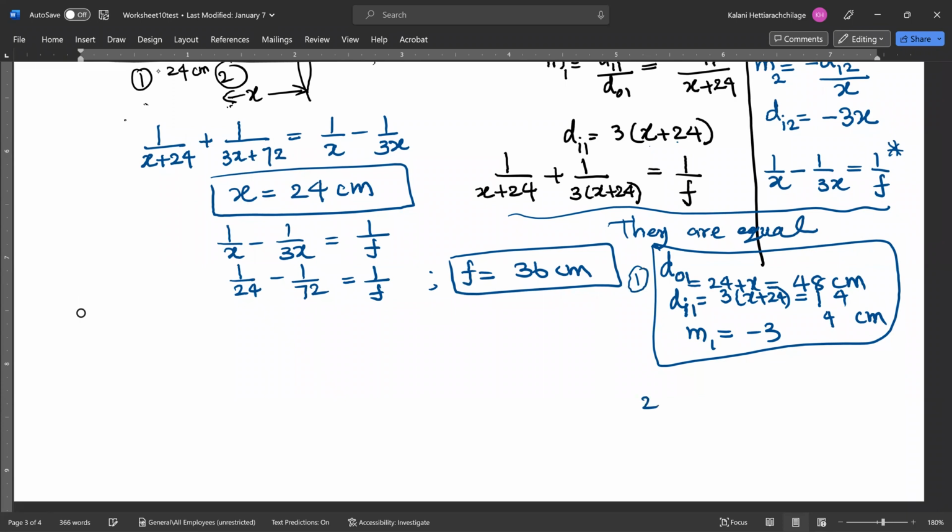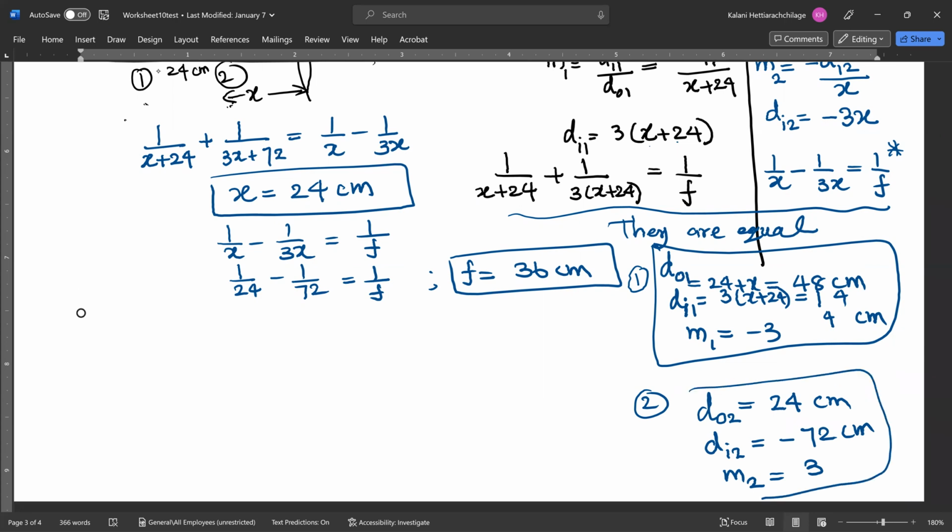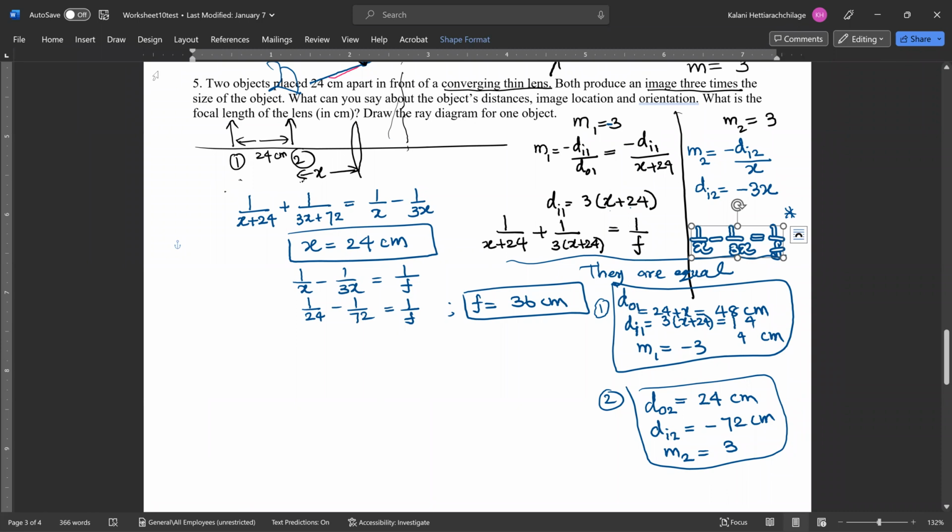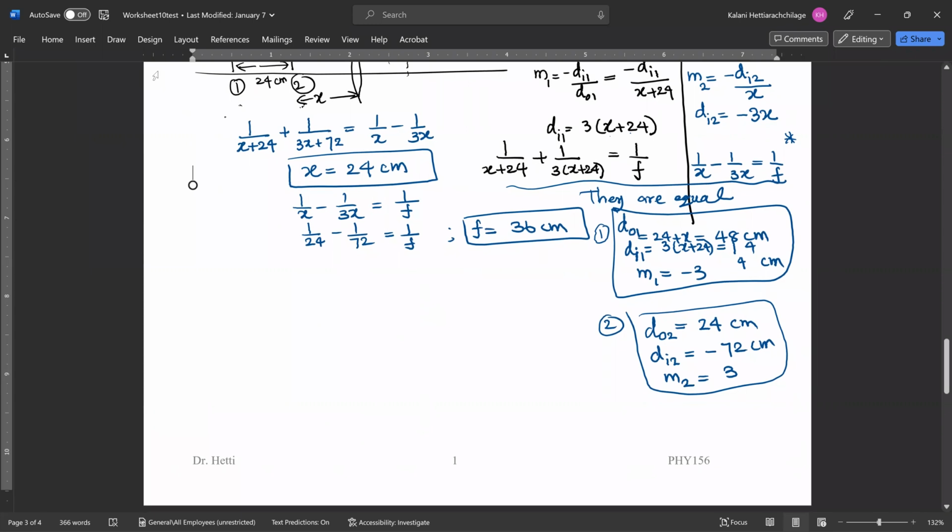And you do the same for the second lens. For the second lens, DO2 is equal to x, right? X will be 24 in this case. And then DI2 is -3x. -3 times 24 is -72 centimeters. And M2 is +3. Those will be the information for the second position of the object. Okay, so you can probably draw one of these. You don't want to draw all of them. Draw the ray diagram for one object. Let's do it for the second object, because the second object is the trickier one.